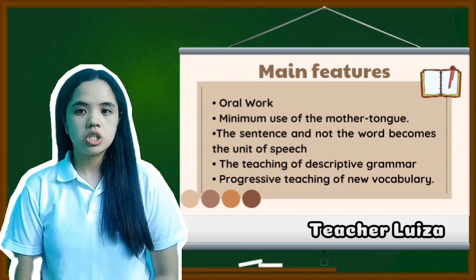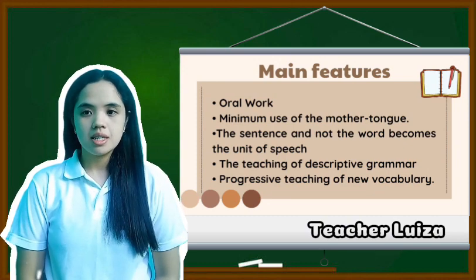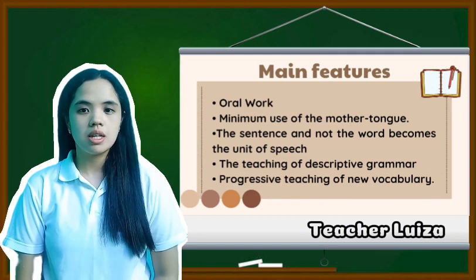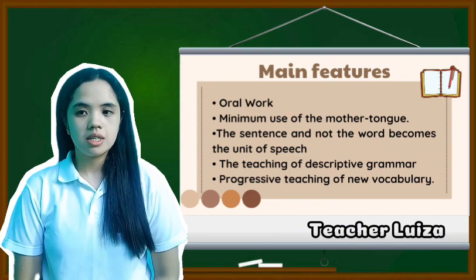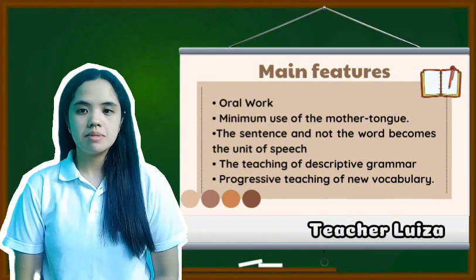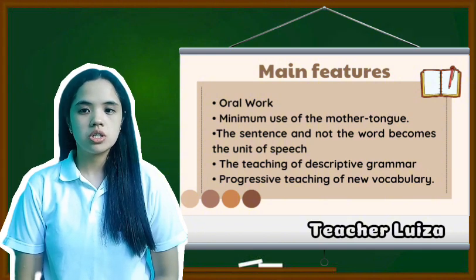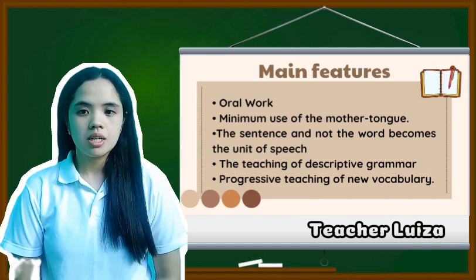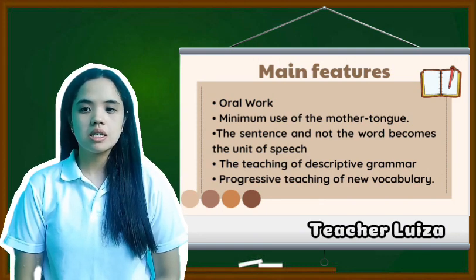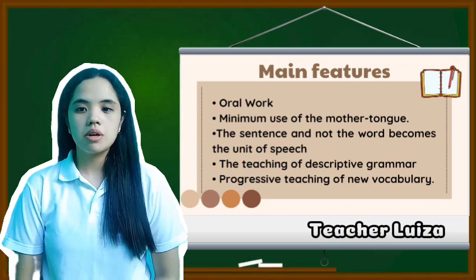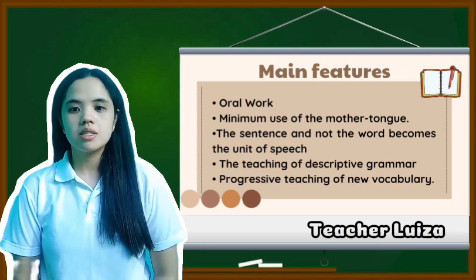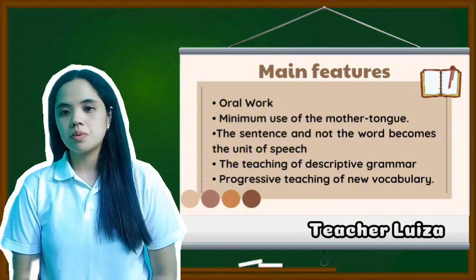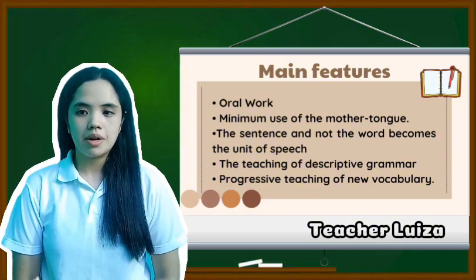The unit of speech. Fourth, the teaching of descriptive grammar. Grammar is not stated as rules. The direct method aims at teaching the grammar of language, or the grammar that describes the language in action. The grammar taught is not grammar rules, but grammar of rules. Grammar is taught indirectly.